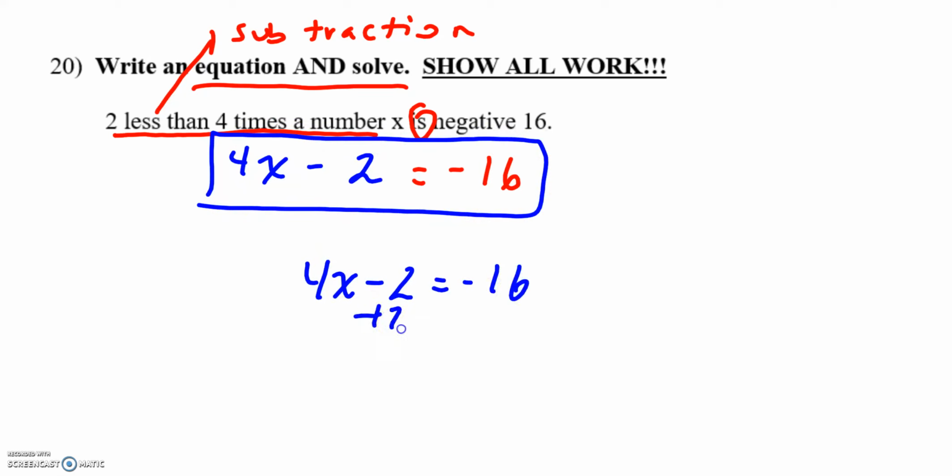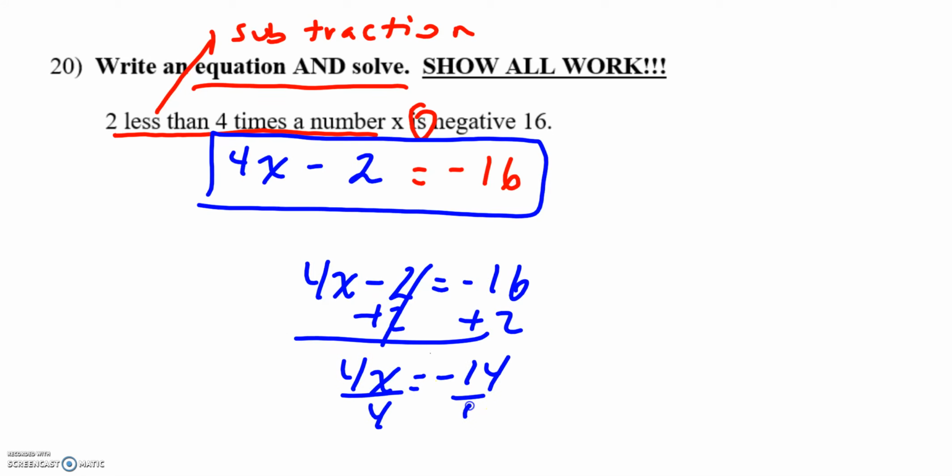And if you wanted to solve it, we would add 2 to both sides. 4x equals negative 14. So yes, again, I do have you getting a decimal here. Negative 14 divided by 4 is negative 3.5.